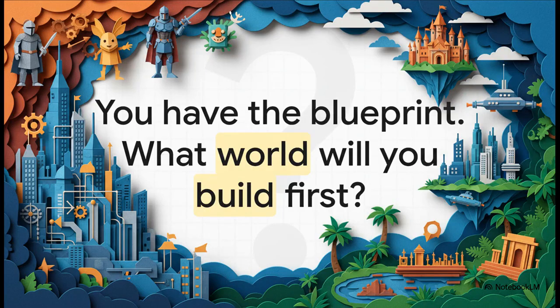And there you have it. You now have the complete blueprint to defeat AI amnesia and to build truly consistent characters for your stories. This workflow takes you from being just a prompter to being a true visual engineer. So the only question left is, what world and what character are you going to build first?